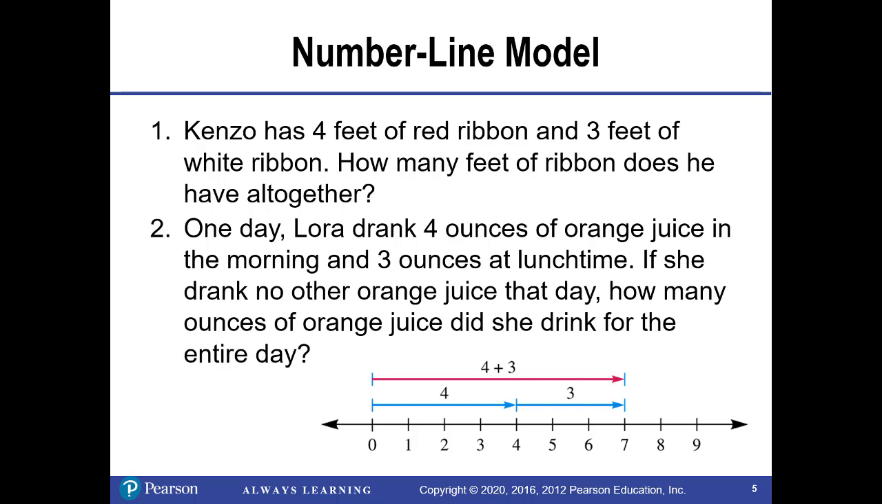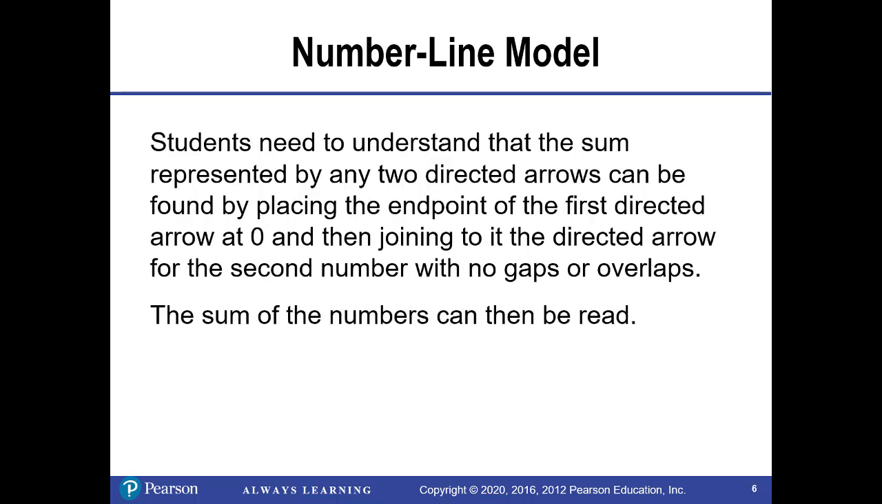And we see that here. There's no gaps, there's no overlap. We go from 0 to 4, and then we start right at 4 to get to 7.